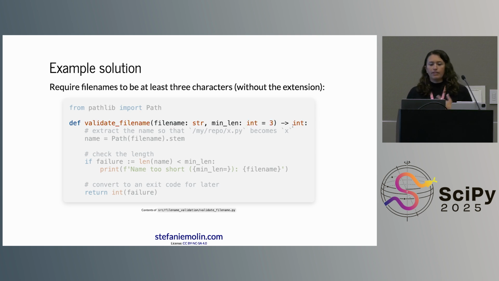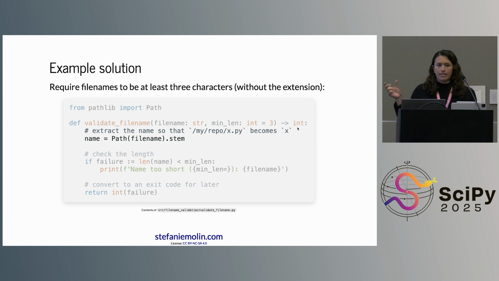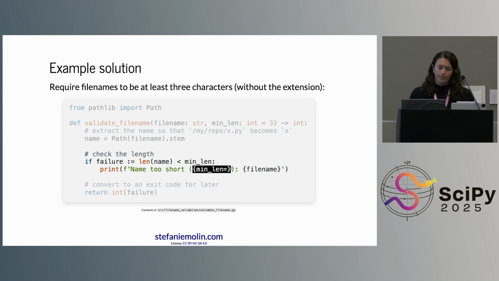So what we do is we receive the file name, and we're just going to grab the stem, which is the end bit. So if the example was, as you can see right up here, my/repo/x.py, this just gives us x, okay? And that's the part that we want to check is long enough, right? So we've extracted that here. And then we just have our length check. So it's a failure if the length of the name is less than the minimum length. And then we're going to print that the name is too short. And this is just going to say that the minimum length is whatever it happens to be, and then the file name that was the failure.